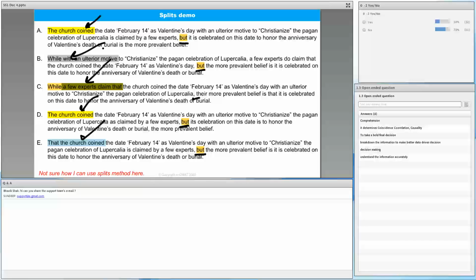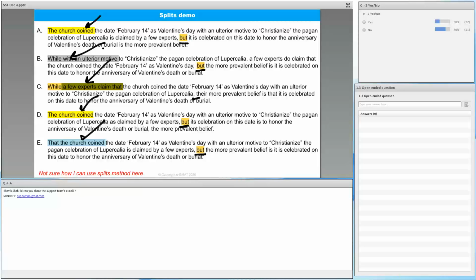Understand the information accurately. All right, let's look at that and see. Conscious presence of mind, being able to articulate effectively. Good. So this is what you need to do. Now let's look at whether splits help you do this. Let's figure that out. Okay.